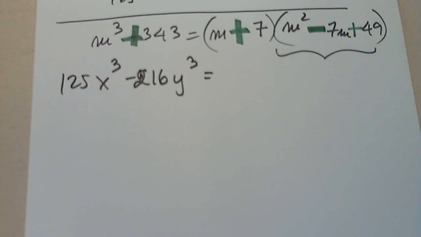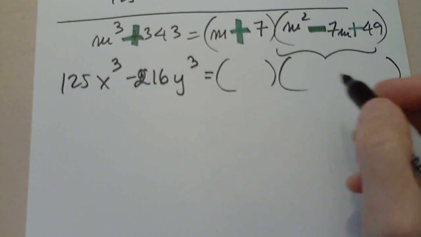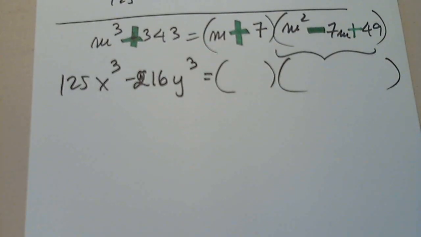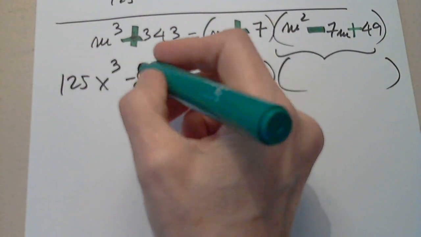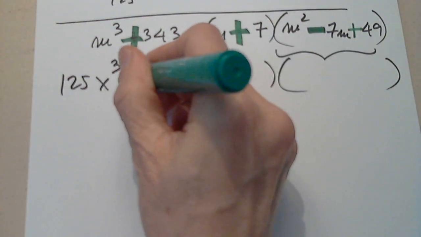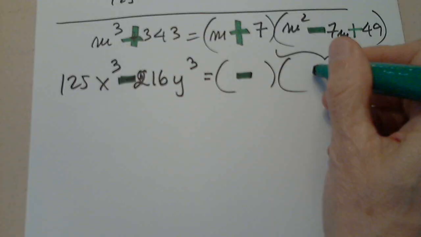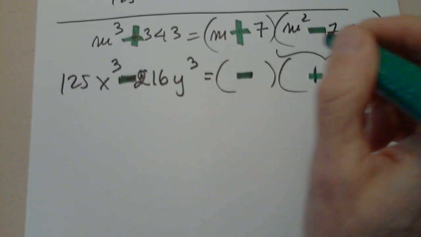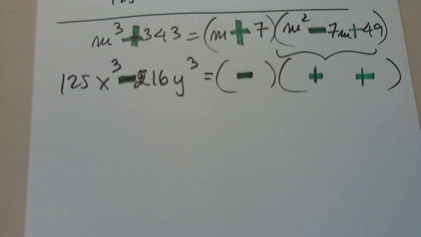Special product, because of the cubed, of course, I expect to get a binomial times a trinomial. I always establish the sign so I never have to worry about it. The negative, and the plus. The last one is always plus. You don't ever have to discuss it.